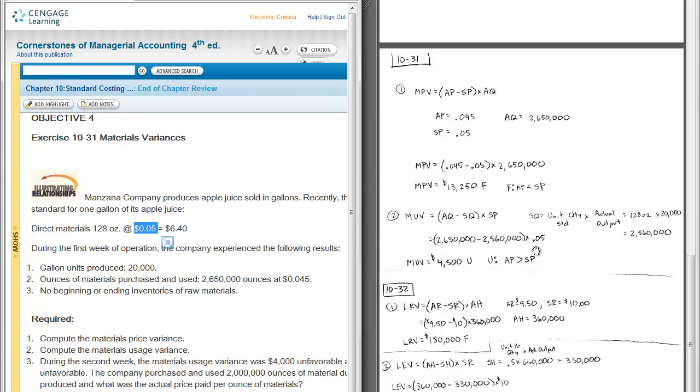So once we have everything plugged in, we can make the calculation, and we see that the materials usage variance is $4,500, and in this case the actual quantity is greater than the standard quantity, and that is an unfavorable variance in this particular instance.